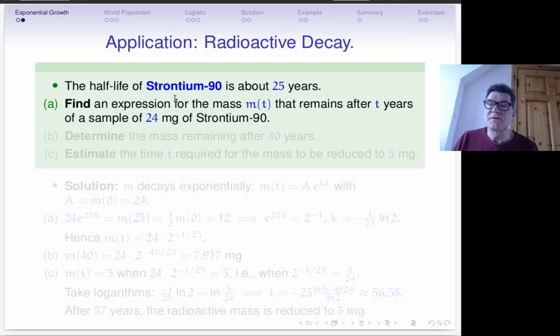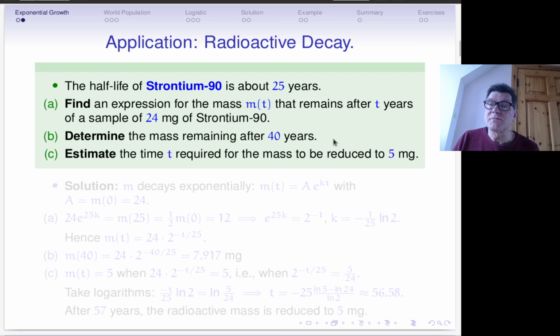Let's try. So this is an example of a quantity that decays at a rate that is proportional to its current size. So let's try and find a formula for the mass m as a function of t. Let's say we start off with 24 milligrams of this strontium-90 material, and let's use the information that we have: 25 years it takes for half of the mass to decay. Set up a formula. Then we use this formula to predict how much is left after 40 years, or to estimate the time that it needs for the mass to be reduced to 5 milligrams.